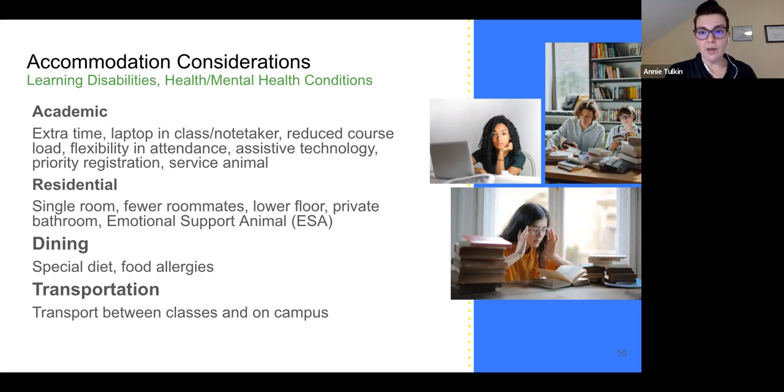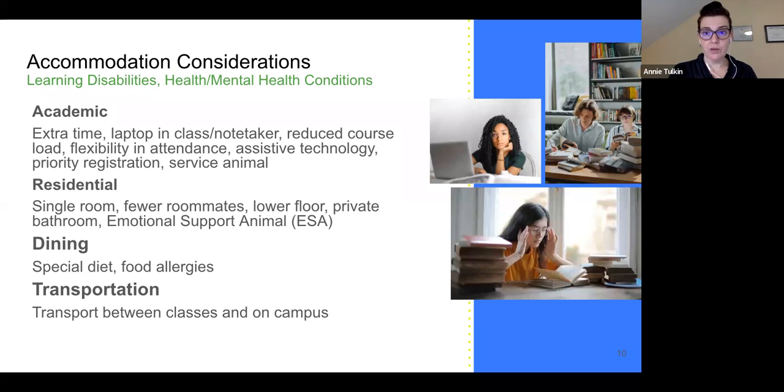Some students might need a reduced course load. Many colleges require that students have 12 credits each semester, which is considered full-time. If your student needs to take less than that, 9 credits or less, they would have to request a reduced course load as an accommodation. The important thing to remember there is that that can impact financial aid. So you'd want to have a conversation and look at that with the Disability Support Office and the Financial Aid Office as well. Some students might need flexibility in attendance if their condition has flare-ups.